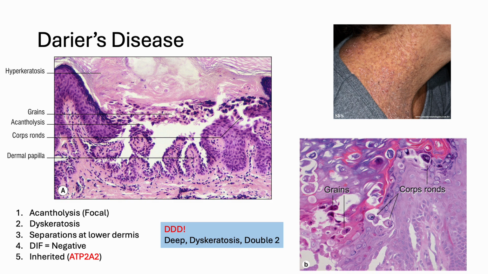And other than that, you can see some very particular, unique looking keratinocytes. Some of them look very condensed, giving you the impression of grains or corps ronds, those French names. And that is what we call dyskeratosis.